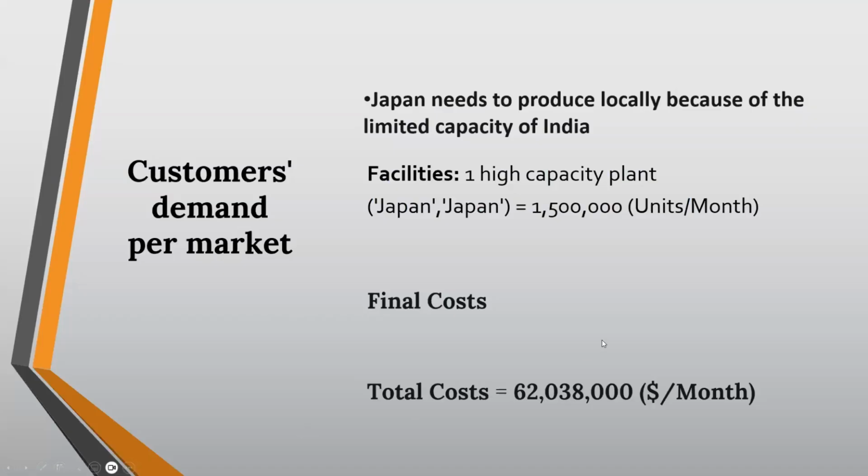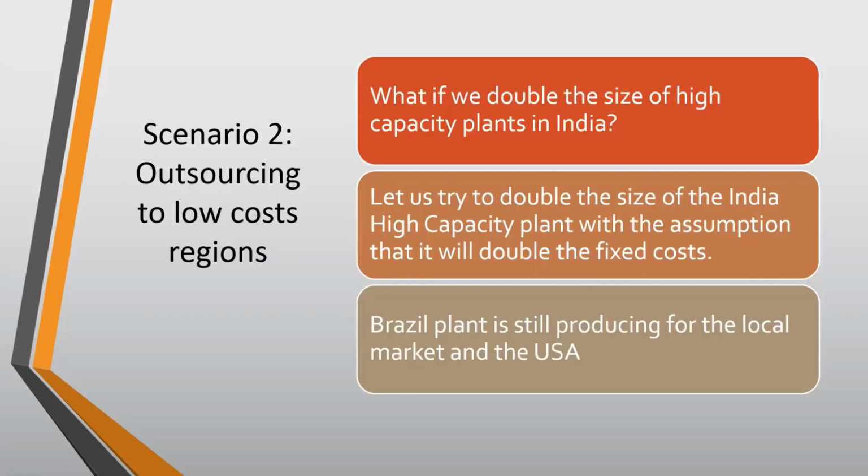Then Japan needs to produce locally because of India's limited capacity. India has low capacity, so that's why Japan produces locally, with production in the plants of 150, and the total cost is coming to 62,038,000 per month. So now we will see scenario two.